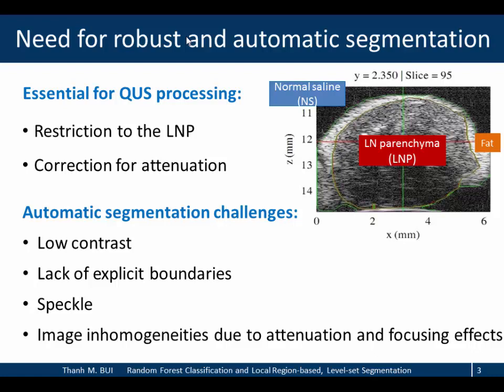The QUS methods basically estimate parameters related to the microstructure of the tissue. The essential step is estimating the QUS parameter attenuation. Therefore, the lymph node parenchyma needs to be segmented from fat and normal saline to restrict the QUS processing to the lymph node region, and also to correct for attenuation, because in high frequency ultrasound, the attenuation is very critical and we have to compensate for that.